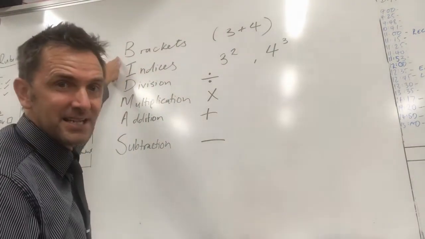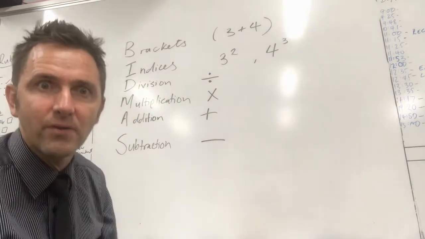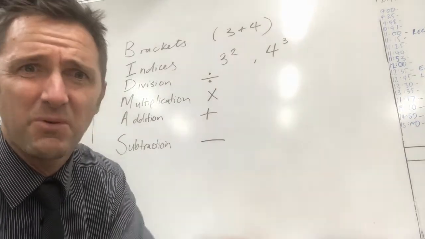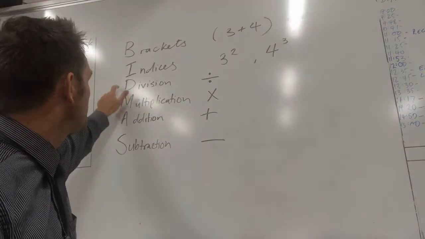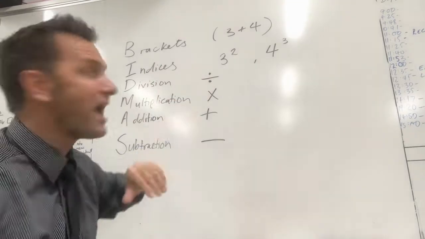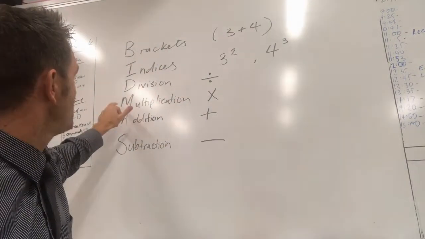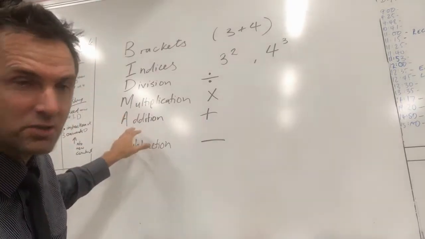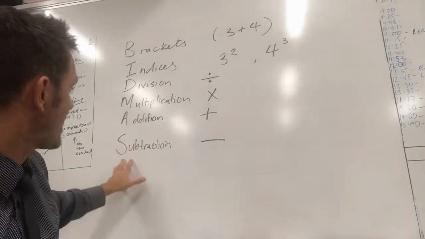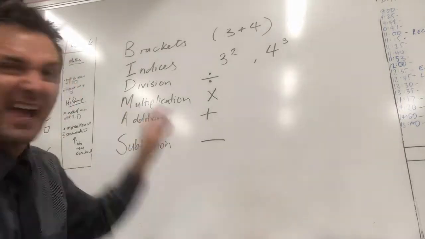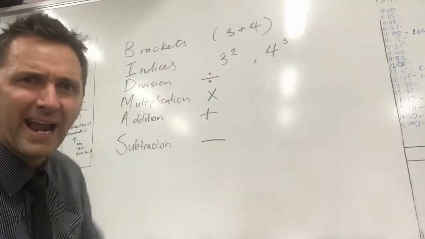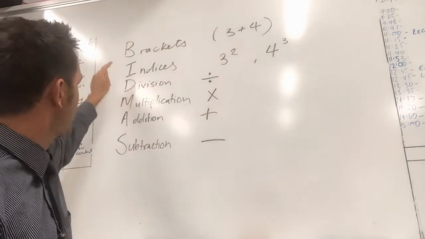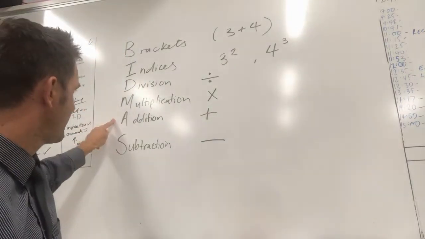If it's got brackets in it, whatever's in the brackets, do that first. If it's got indices in it, then you do that after the brackets. None of your questions today will have indices. If it's got division in it, you do the division after the brackets. If it's got multiplication in it, you do the multiplication after the division. If it's got addition in it, you do addition after multiplication. If it's got subtraction in it, you do subtraction after everything else. It's a hierarchy. There's an order. This gets done first, this second, that third, that fourth, that fifth, that sixth.